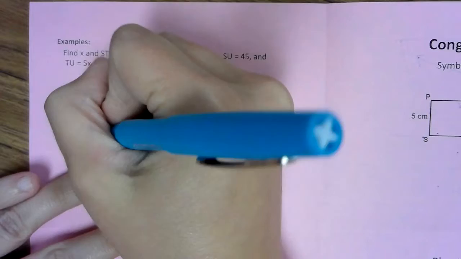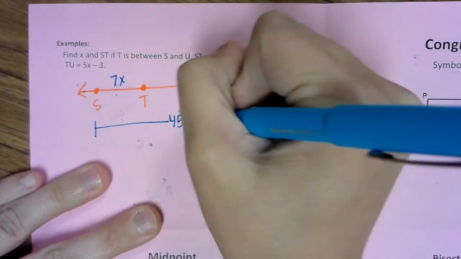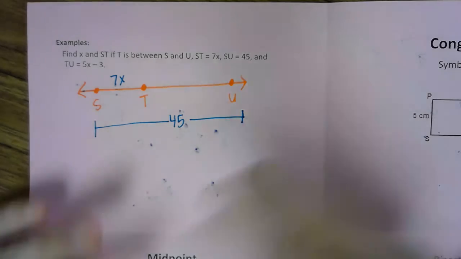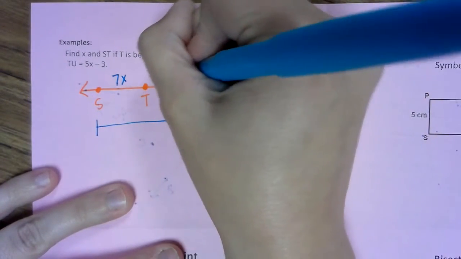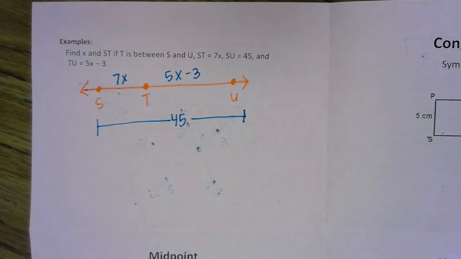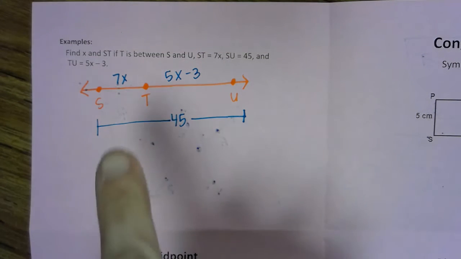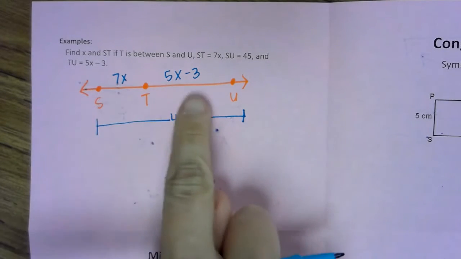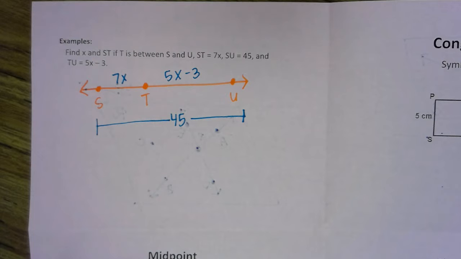So the whole thing is 45. And we know that TU is 5x minus 3. Now that I have a picture, I hope that when you're looking at that, you're going, oh, I know what to do. I've given you the whole thing and two parts. So hopefully when you see that, you're wanting to write an equation, put those two things together so you can figure out what x is.